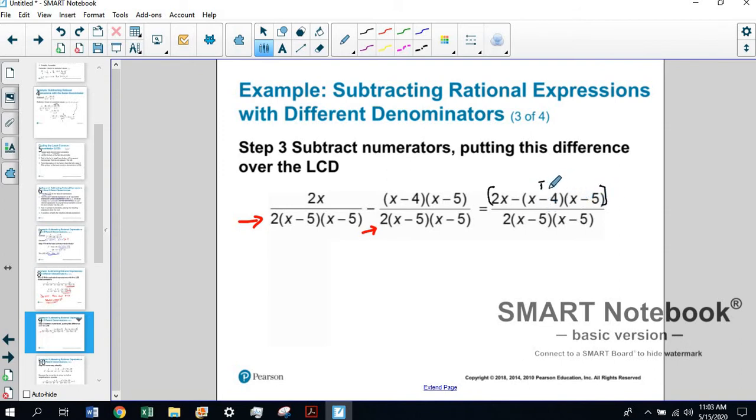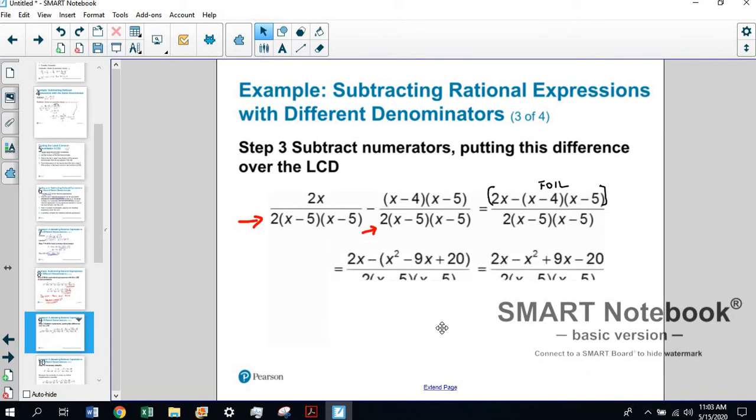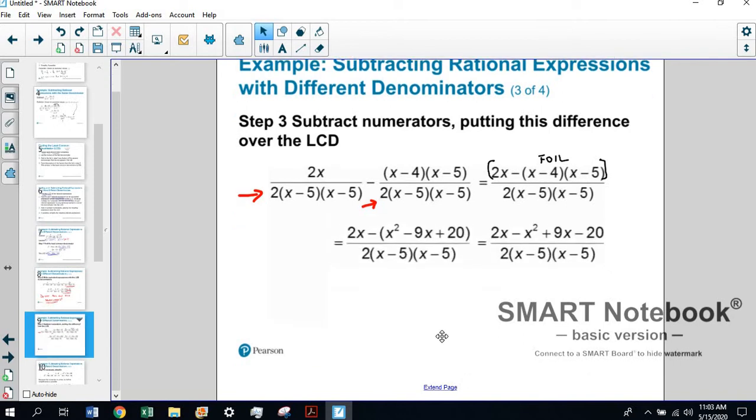But what you can do is you can FOIL this out, okay? So what happens? All right, we FOIL this out. We get x squared minus 9x plus 20. We distribute the negative sign. We get negative x squared plus 9x minus 20. We've got a 2x in there. Notice we haven't FOILed out the bottom at all.